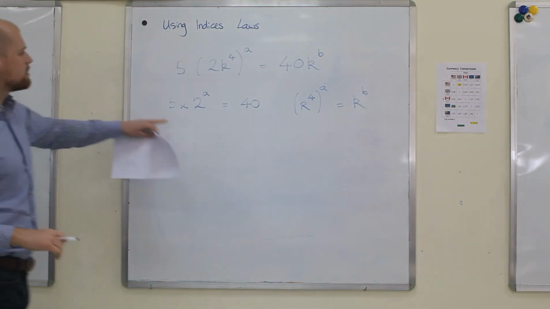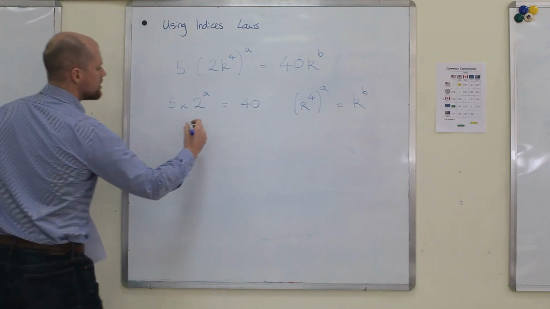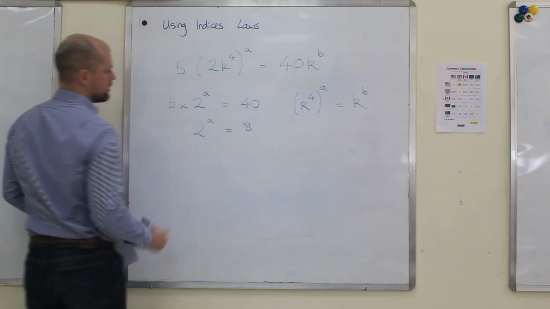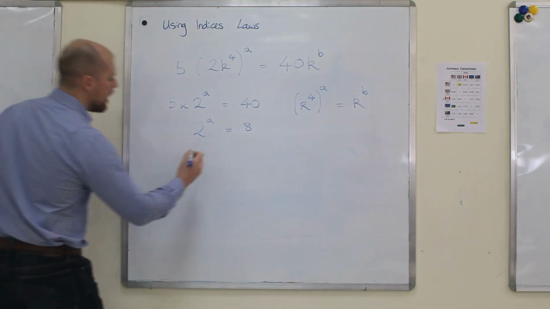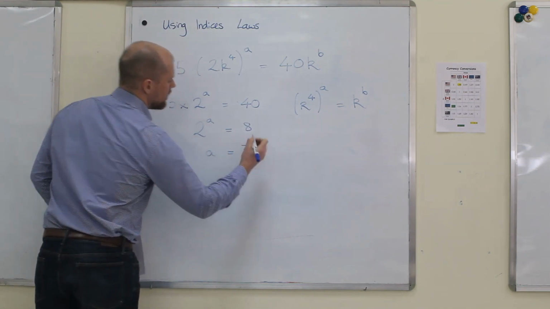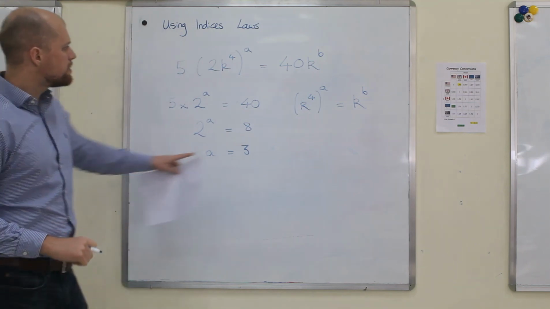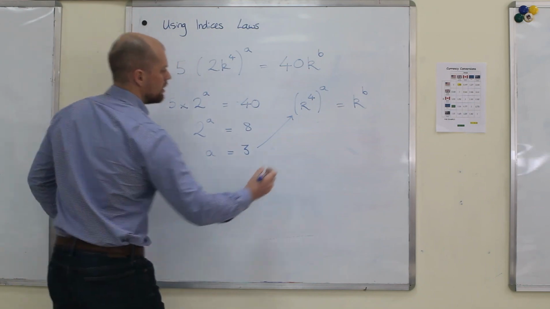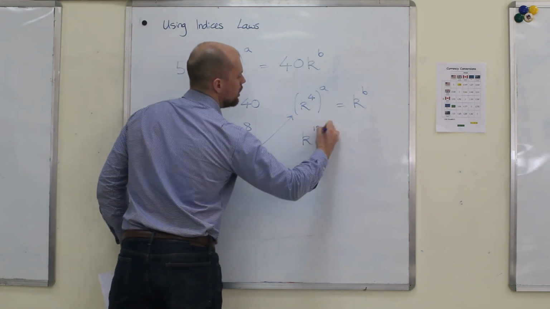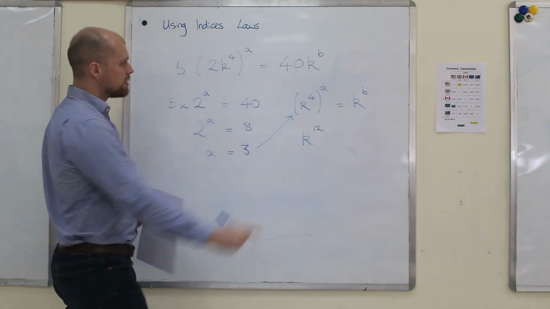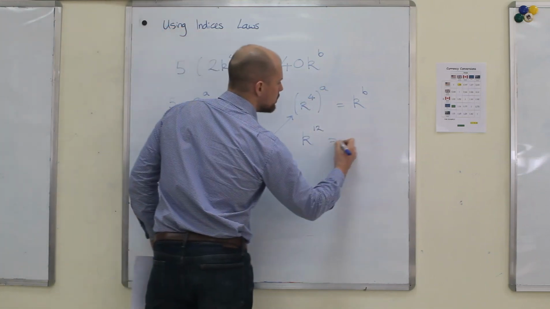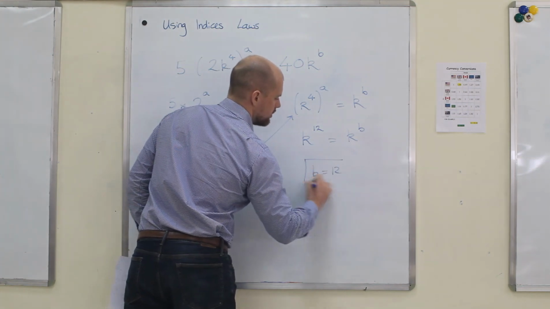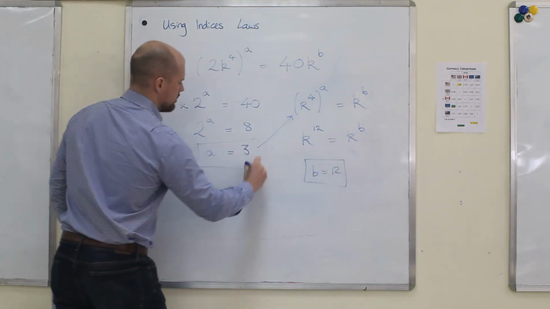So 5 times 2 to the power of a is 40. That means that 2 to the power a has to equal 8, because 40 divided by 5 is 8. And therefore a equals 3. Substitute that into this one. We'll put that in here. I get k to the power 12. Remember why that would be 12? We do 4 times 3 would equal k to the power b. And therefore b equals 12 and a equals 3.